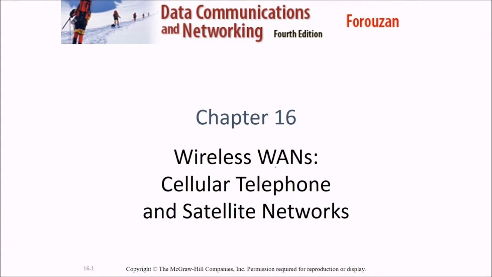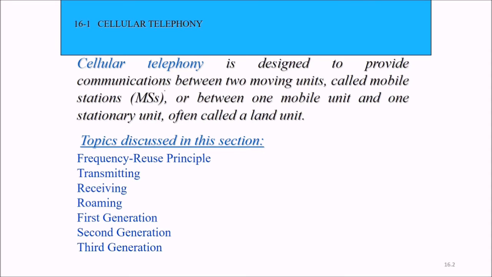Wireless WANs. WANs means wide area networks. We'll see about the cellular telephone and satellite networks. First, cellular telephony. Cellular telephony is designed to provide communications between two moving units called the mobile stations.